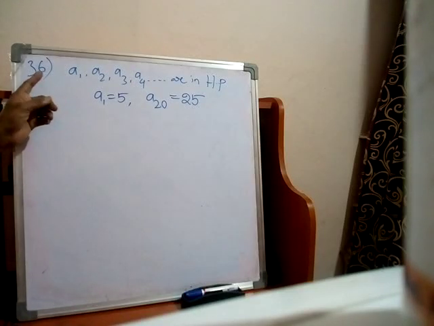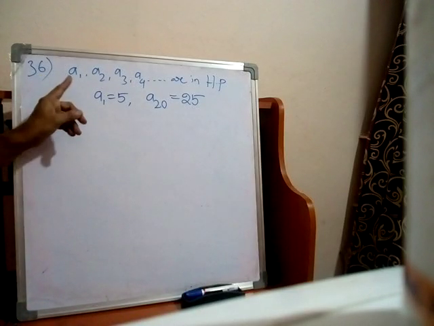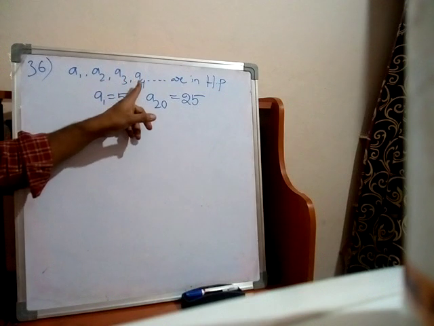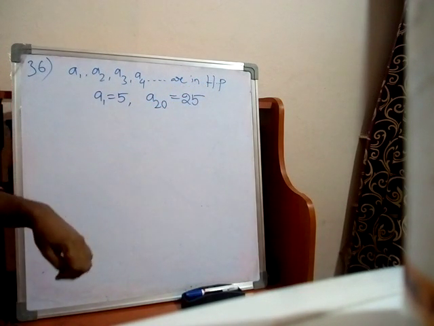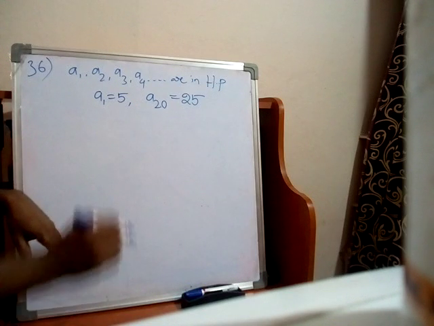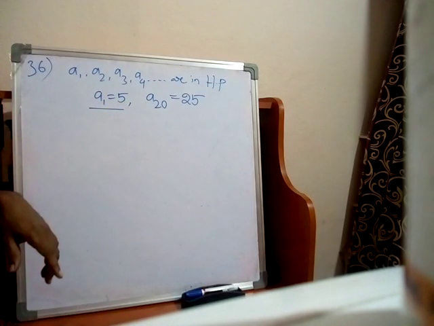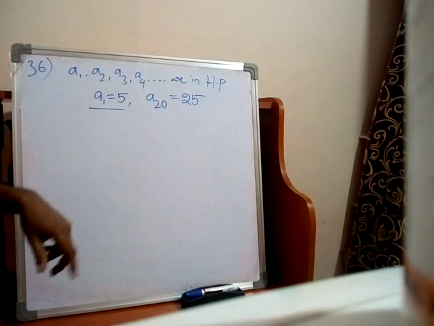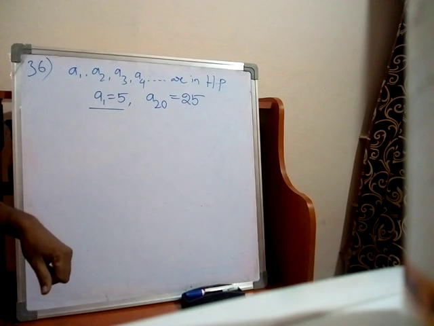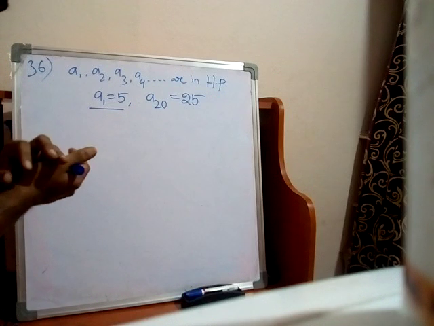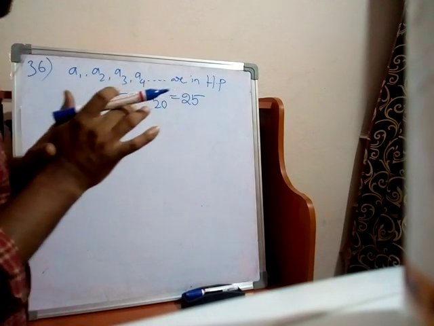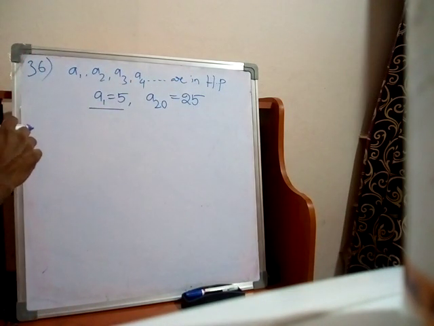Now observe the next one, problem 36. A1, A2, A3, A4, and so on are in HP, harmonic progression series. In this harmonic progression, the first term is 5 and the 20th term is 25. So here the first term and the 20th term are given. What is the question asking? For the least positive integer n for which an is less than 0.